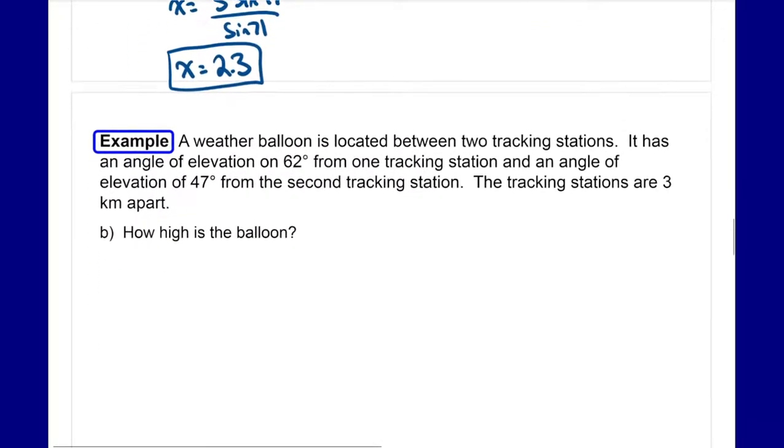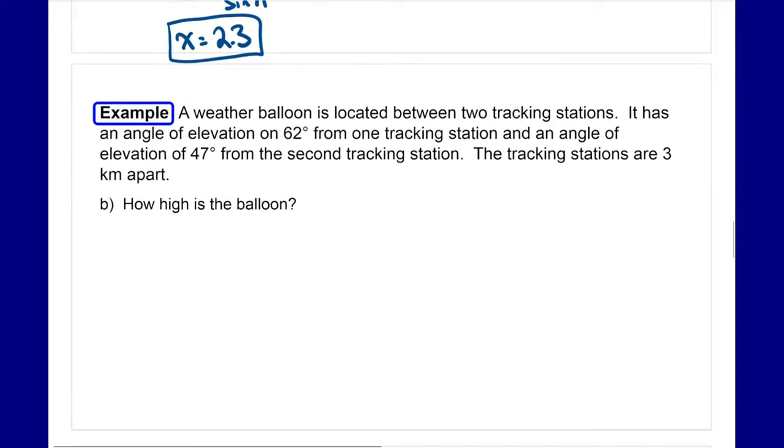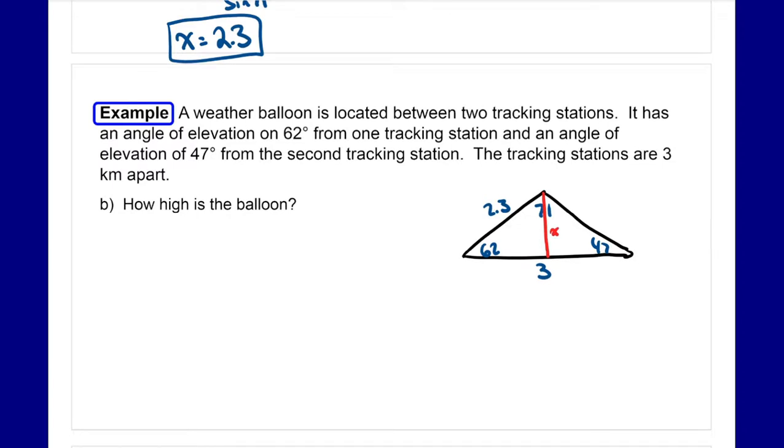Same question, B is now asking, what is the height of the balloon? So I'm just quickly going to redraw the triangle. I'm not going to go through and draw everything out fully. I'm just going to go through so I can label all my key pieces of information. So I have 62 degrees, 47, 71, 2.3, and 3. And I now want to know, what is this height? What is that height of the balloon?